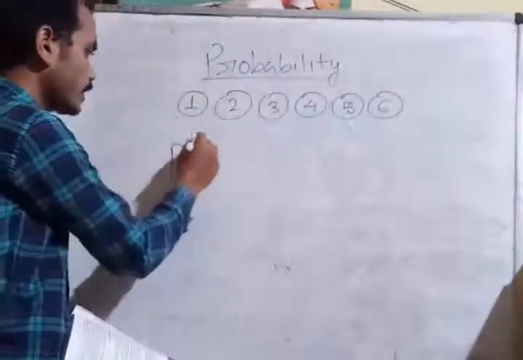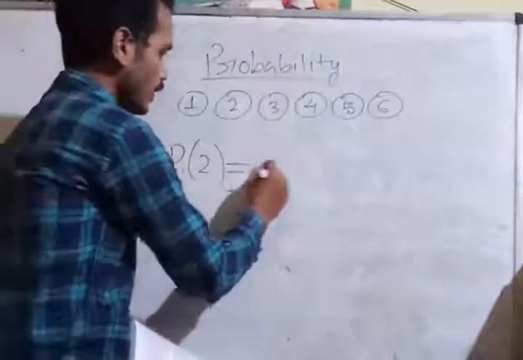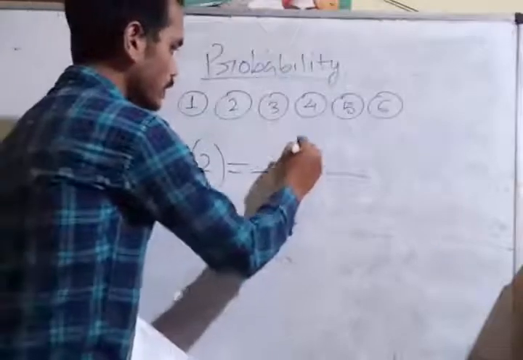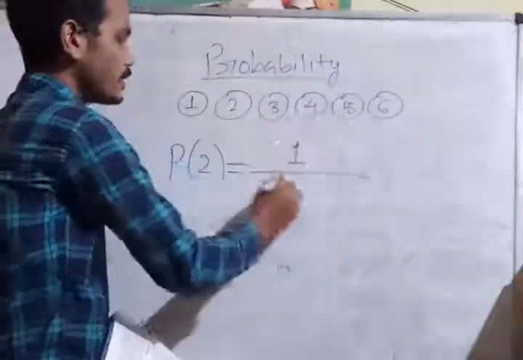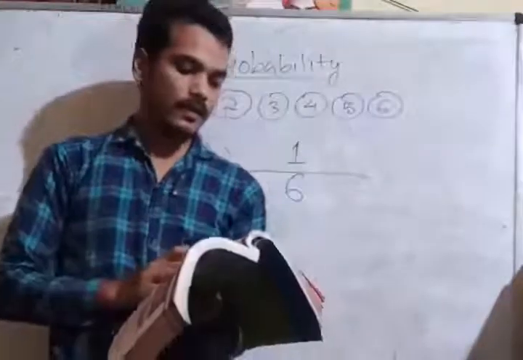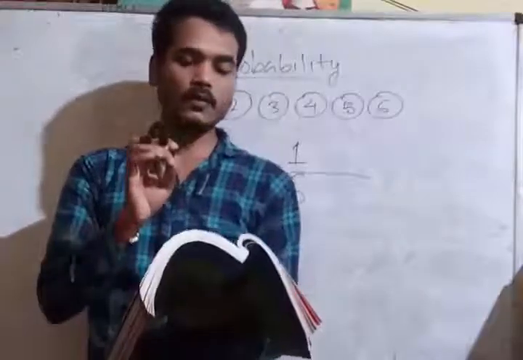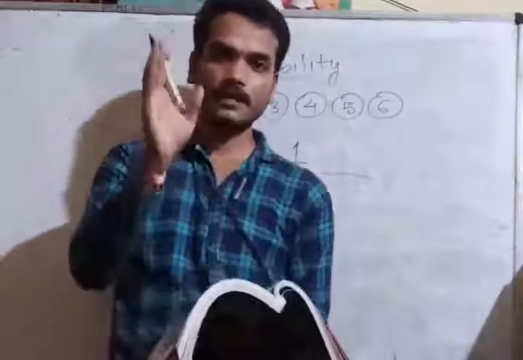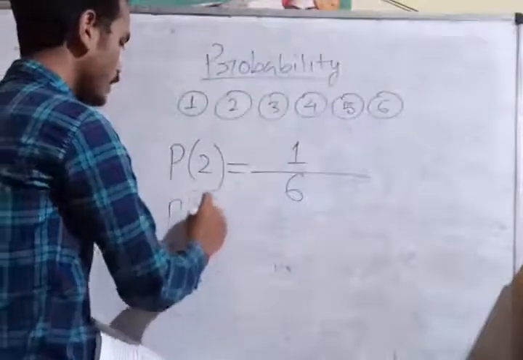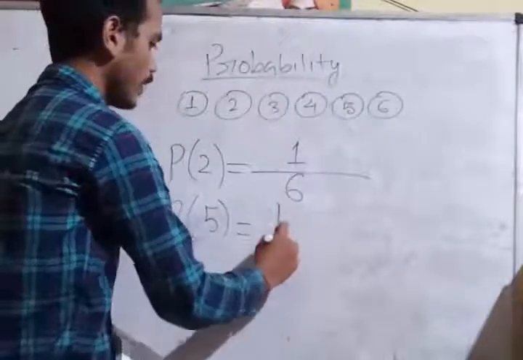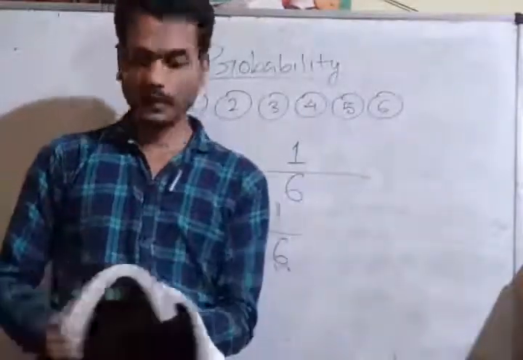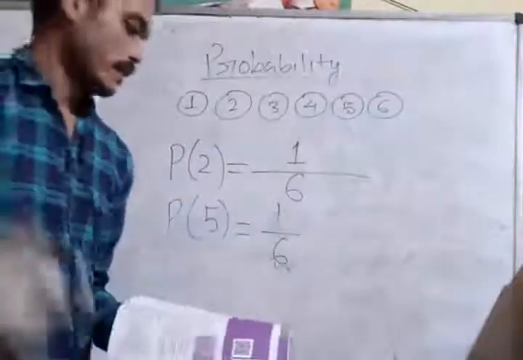So probability of number 2: in favor of 2, only one marble is there, so this is 1. Total marbles, how many? 6. So the answer is 1 by 6. Very easy. Similarly, what is the probability of drawing a marble with number 5? Same thing. In favor of 5, only one 5 is there. So probability of 5 will also be equal to 1 by 6. So this is all about your question number 2. Now let's see what is question number 3.